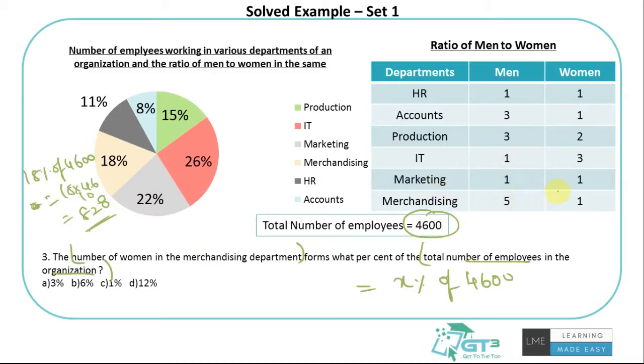Merchandising, it's 5:1. So it's 5k. This is 1k. The total is 6k. 6k is equal to 828. So 6 1s are 6, 6 3s are 18, 6 8s are 48. So k is 138. So I have 138 women.